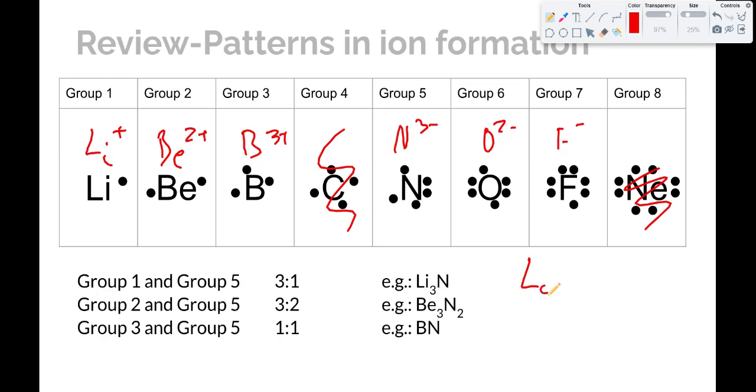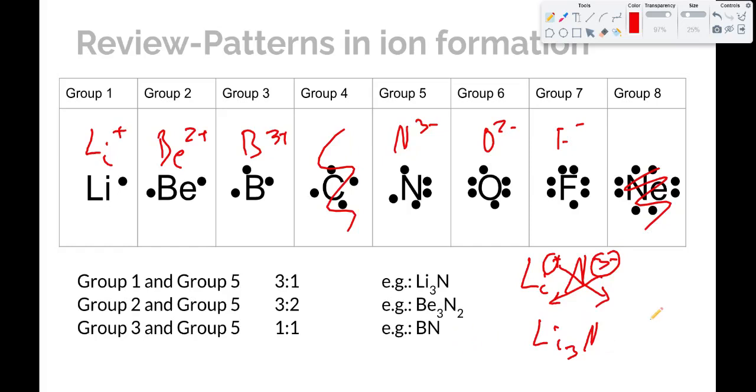So if you think about just writing the charged ions next to each other with the cation first, like for example, Li plus, that's a 1 plus, and N 3 minus, take the charges and exchange them, take the signs away, and just use the numbers, and you'll have your formula. It's a kind of a shortcut. Li3, N1.